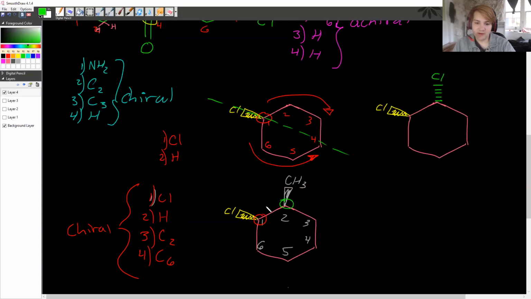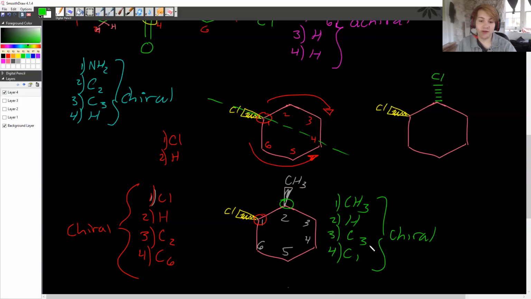Likewise, we can look at this carbon and say we have a methyl group, we have a hydrogen, we have towards C3, which is different from towards C1. And so this carbon is chiral. And because we have 2 chiral centers and no symmetry, we have a chiral molecule overall.